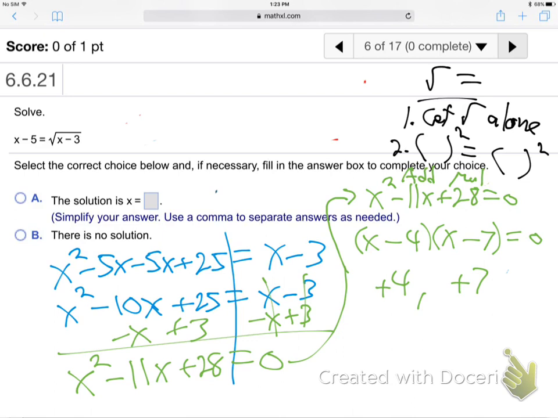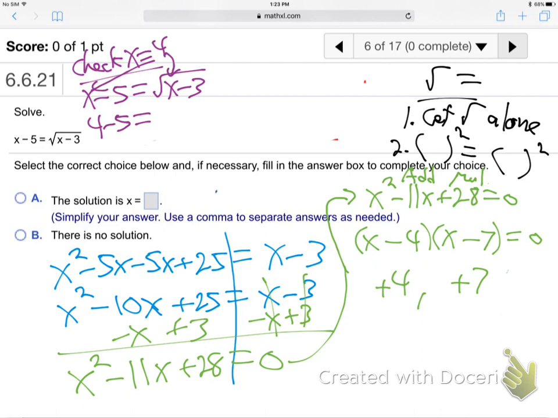It does make these a little bit kind of long, kind of tedious. So I'm going to check the first answer, x is 4, and then I'll check the other one also. How do I check? You have to go back to the very first step, before you did anything, and plug in that supposed answer, and see if it really makes the left side equal to the right side. So if you put in that 4, you get 4 minus 5. On the other side, you get 4 minus 3.